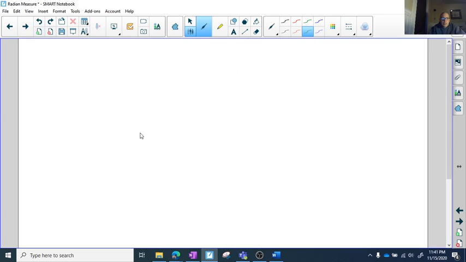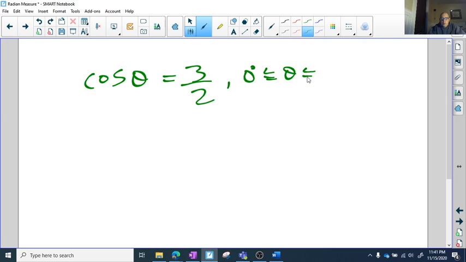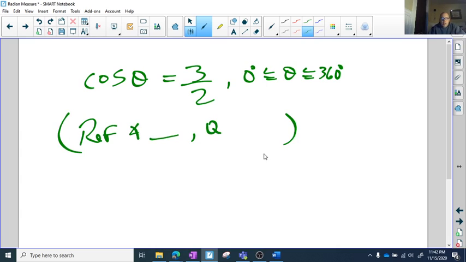One thing I will mention is that there are some situations, so for example, let's say I said, I'll just deal with a linear, cos theta is 3/2, and 0 degrees is less than or equal to theta is less than or equal to 360 degrees. So instinctively, a lot of times students go reference angle, and then they go Q for quadrants, and they take their calculator out and they go inverse cosine of 3/2, and all of a sudden they're getting error. And they think they're doing something wrong. And they're doing absolutely nothing wrong.